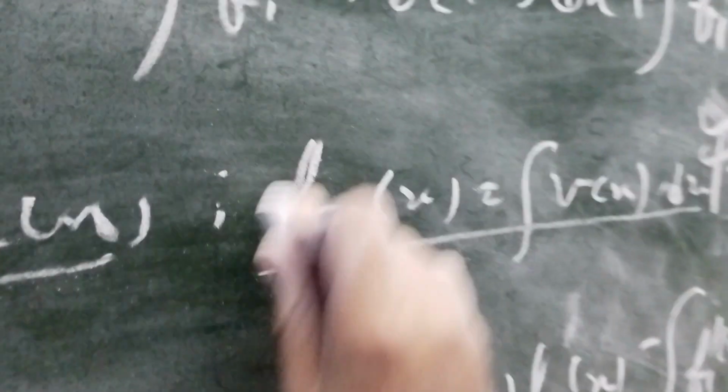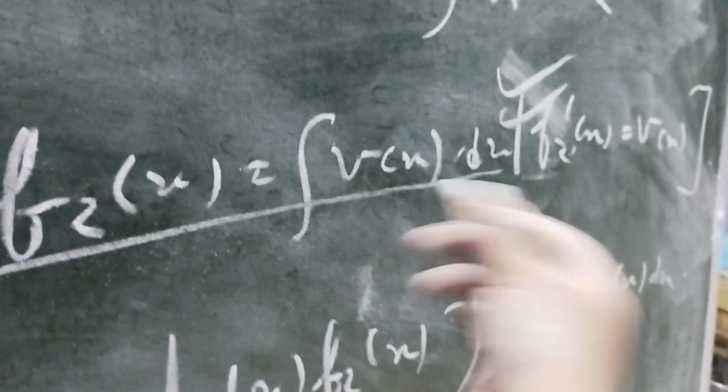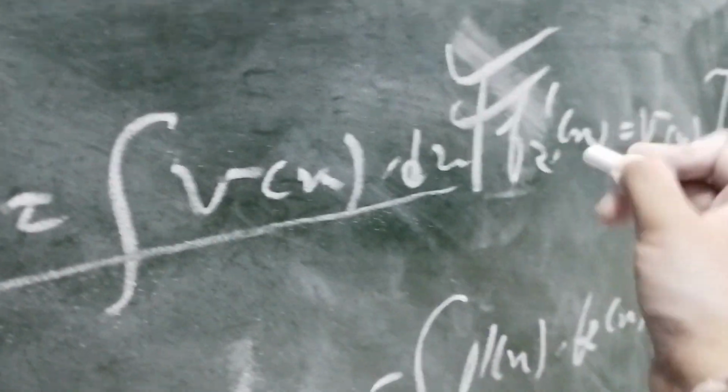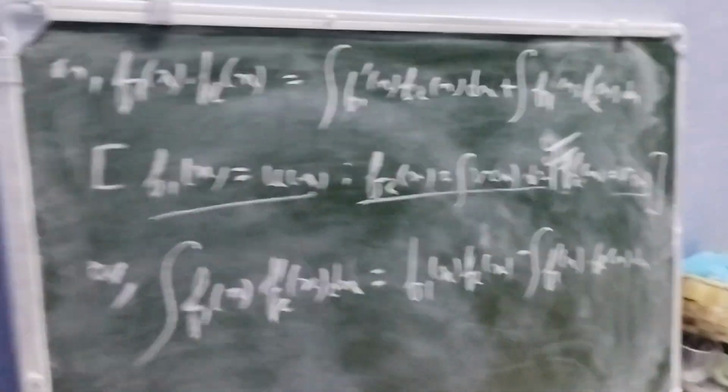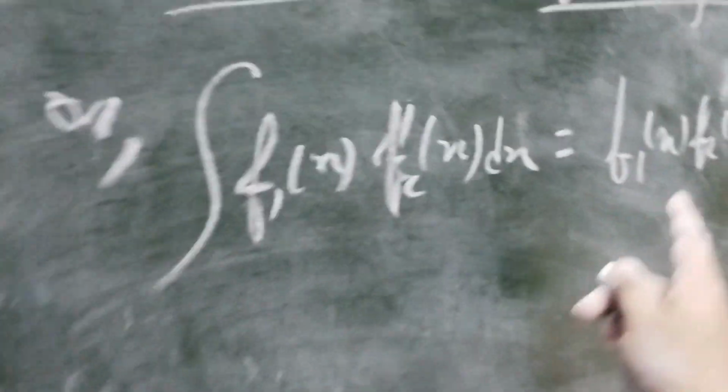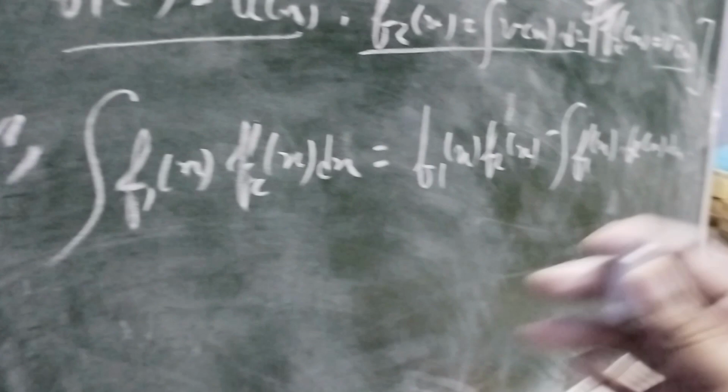Here see, f of 2x is the integration form of v of x. So can I write the differentiation form as v of x? It is well legit to write, right? Yes, it is very legit to write. So I'll be just substituting these values here, and you will see we have already derived the by parts theorem right here in front of our eyes.